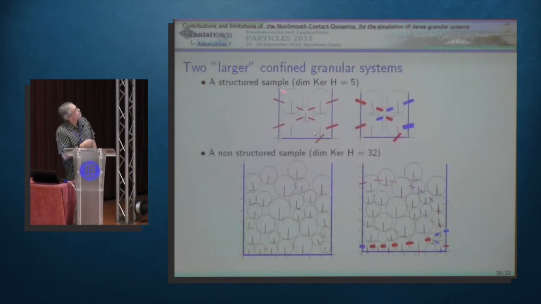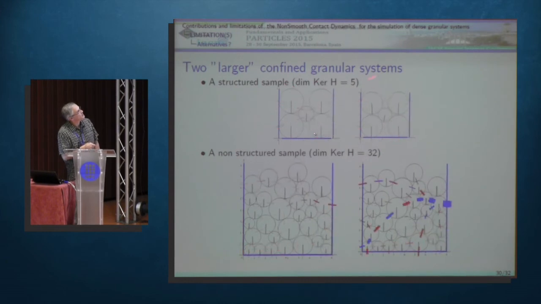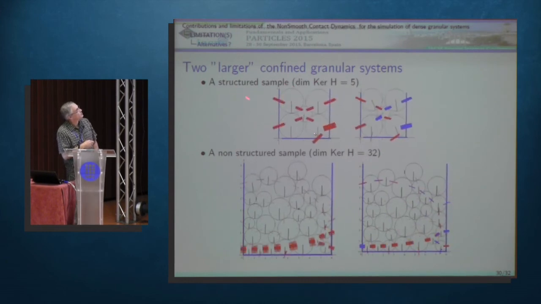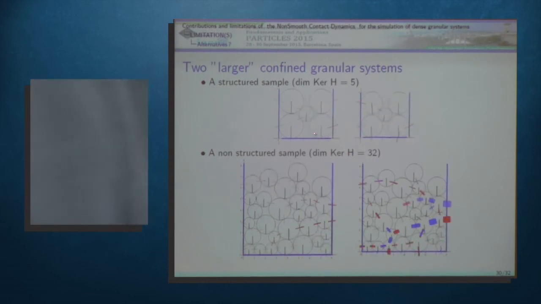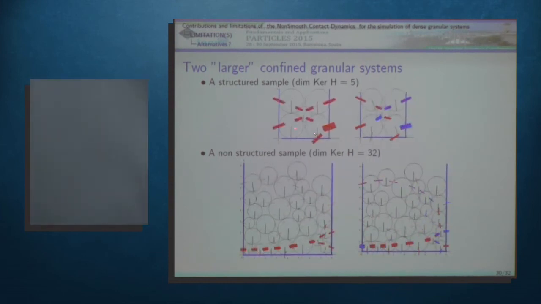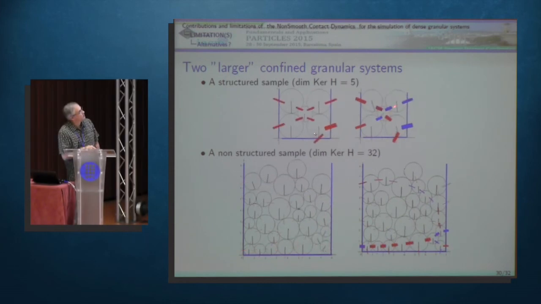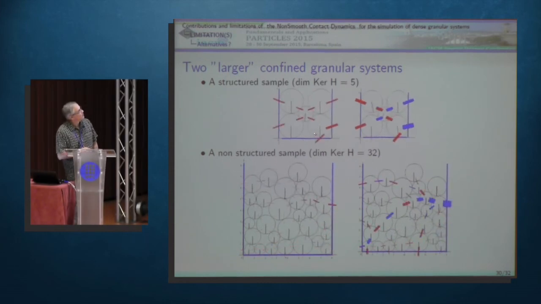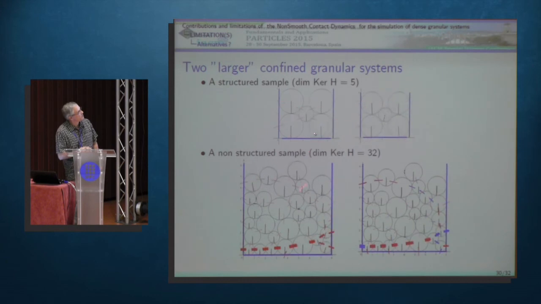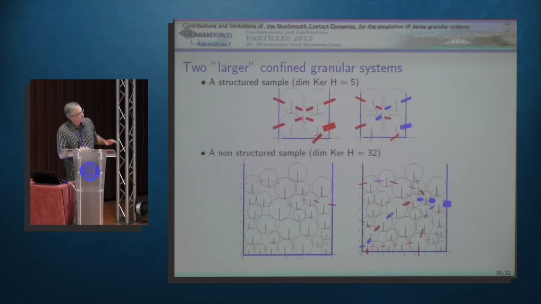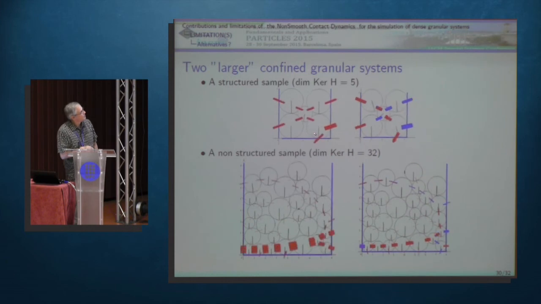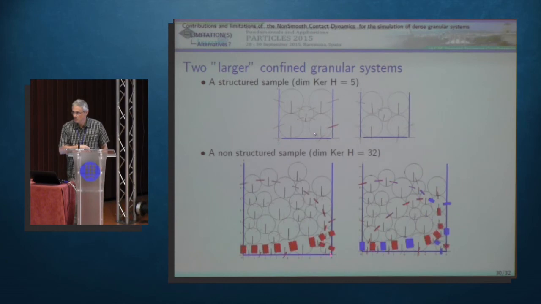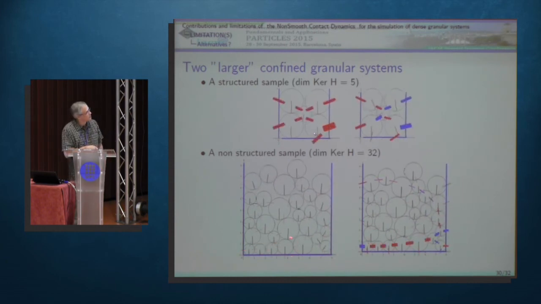It is possible to extend to larger granular systems. The first one is still a structural sample, built for activating all the contacts, and we have a similar situation, on the left with Coulomb, on the right with Coulomb-Orowan. For a non-structural sample with 30 disks, the situation is simpler to analyze because in this situation we have some residual interpenetration. It's not so easy to see on the figure, of course.